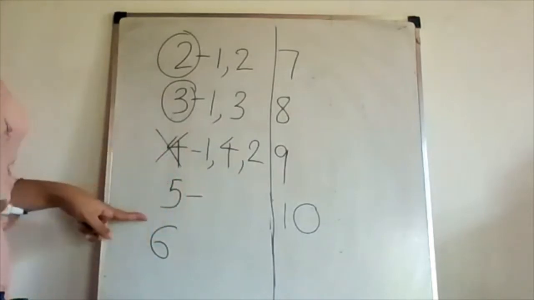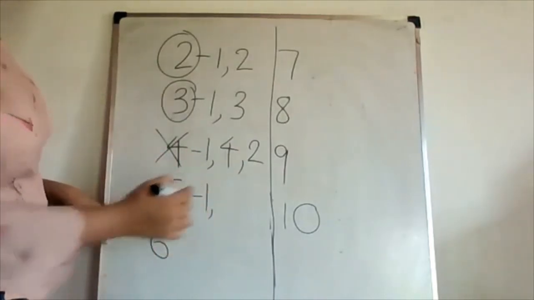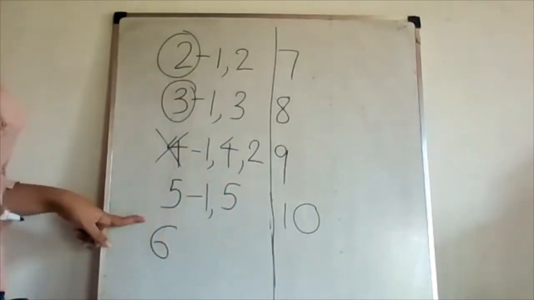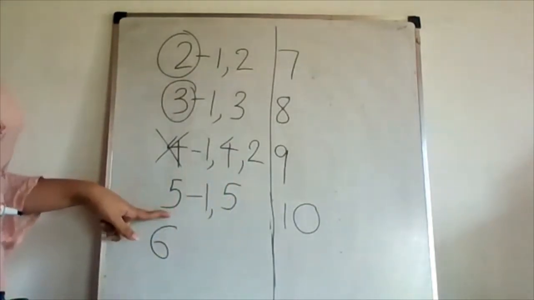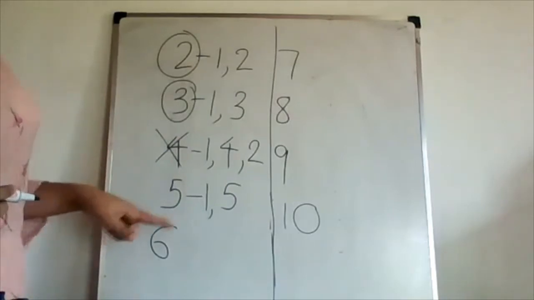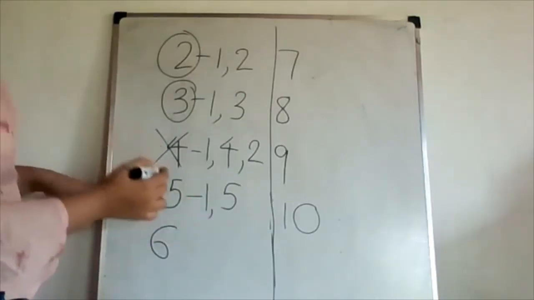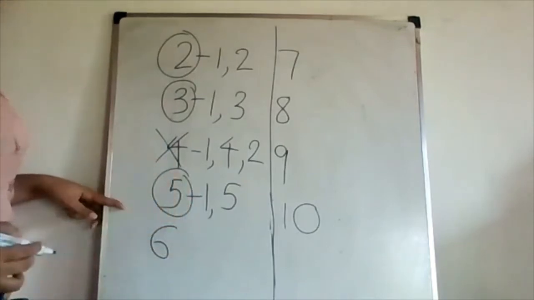Then let's move on to 5. 5 also has the factor 1 and the number itself, that is 5. 5 is not divisible by 2 since it is not an even number. 5 is not divisible by 3, and also not by 4. So 1 and 5 are the only two factors of 5. That means 5 is a prime number.